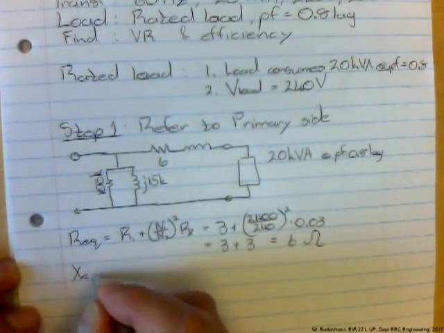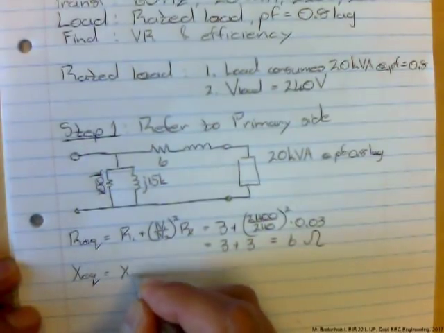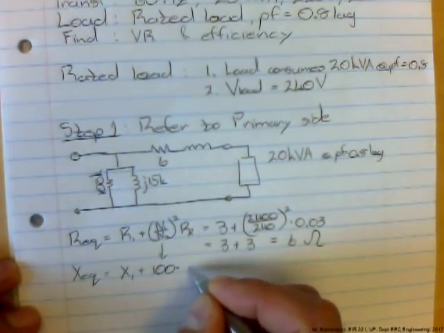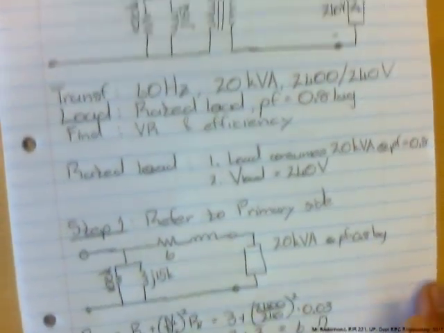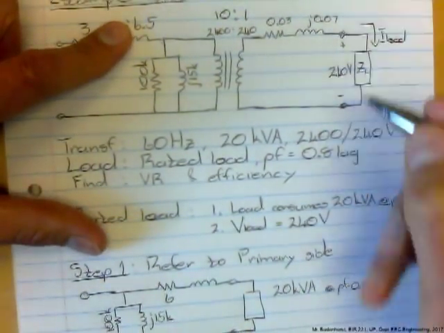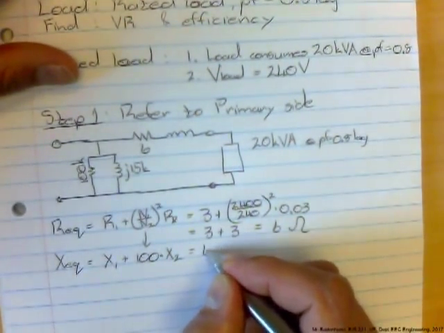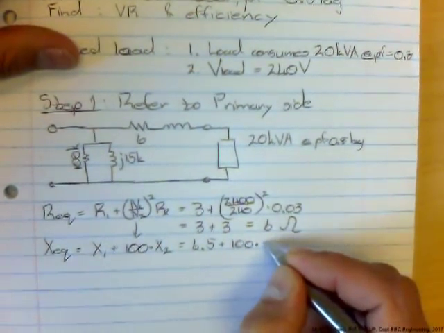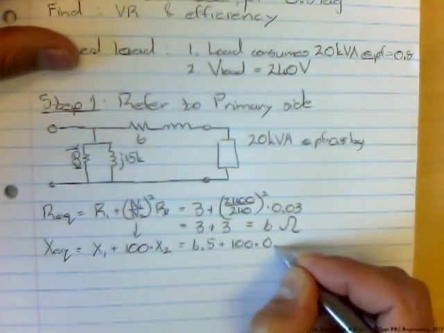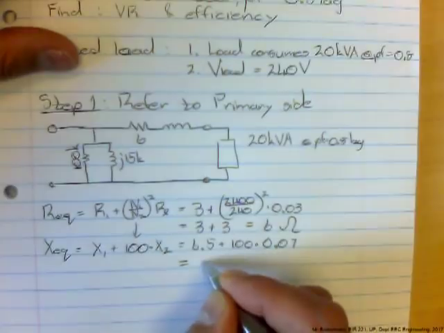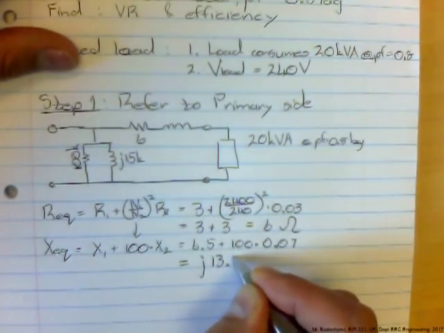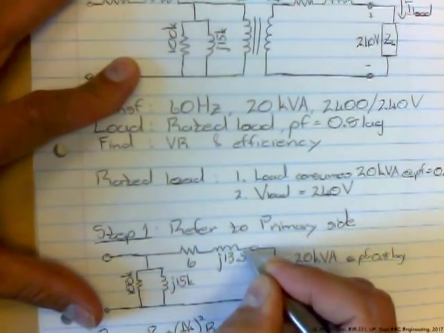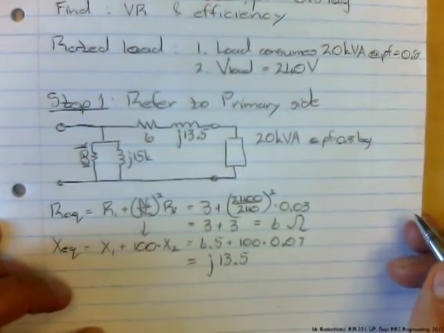Then for X equivalent, it's going to be our X1 plus again 100, because that's just 100 times X2. So there we have the 6.5 and we have the J 0.7, so it's 6.5 plus 100 times 0.07, so here we end up with J 13.5. So it's J 13.5 in that case.